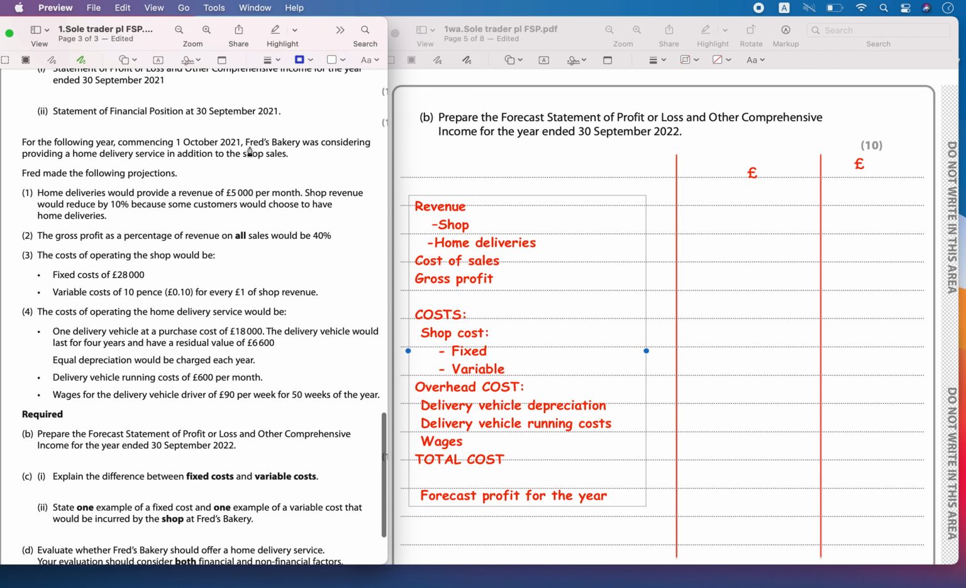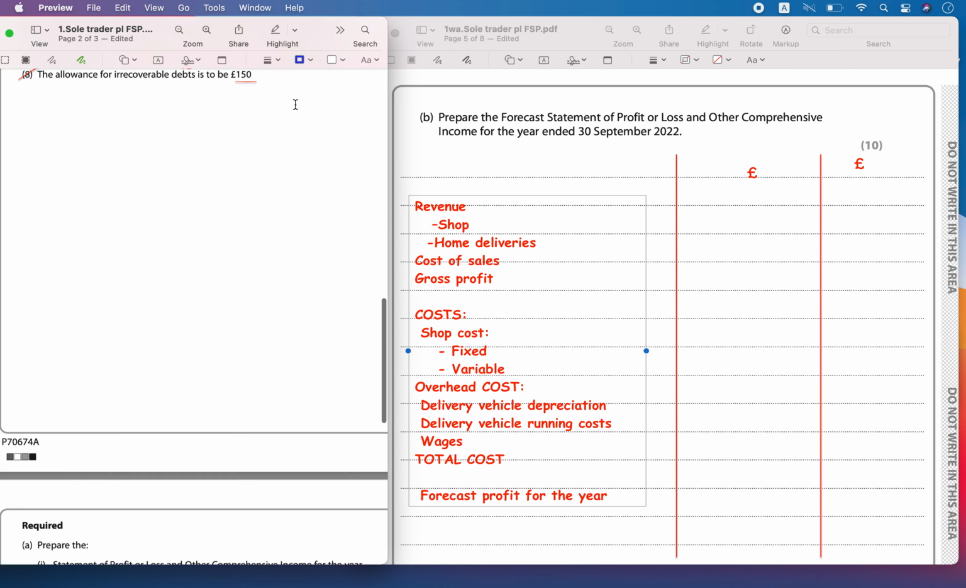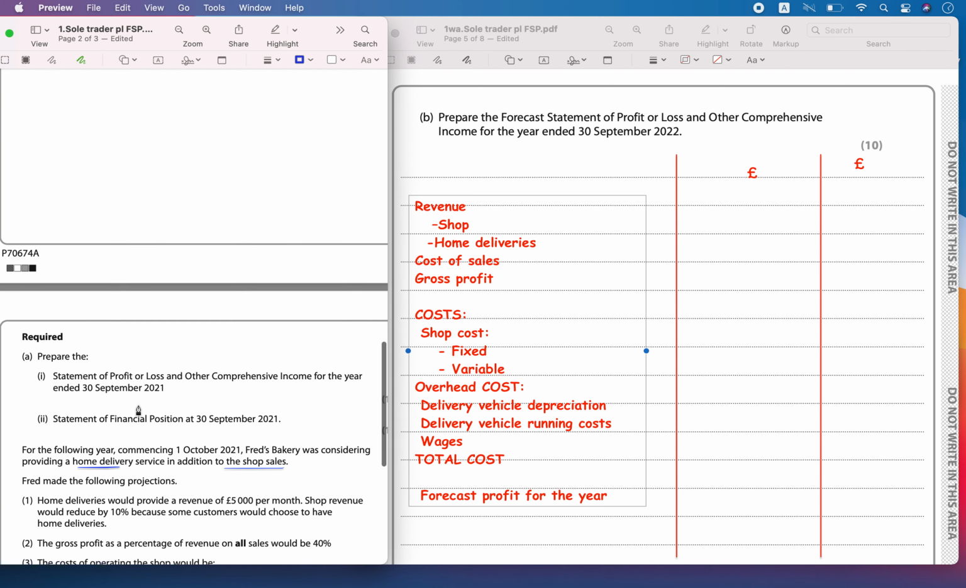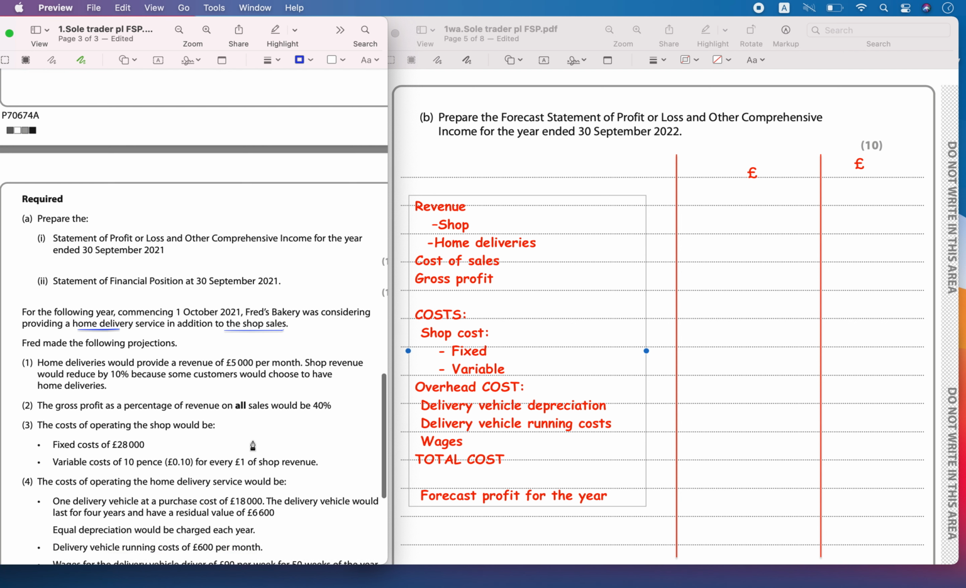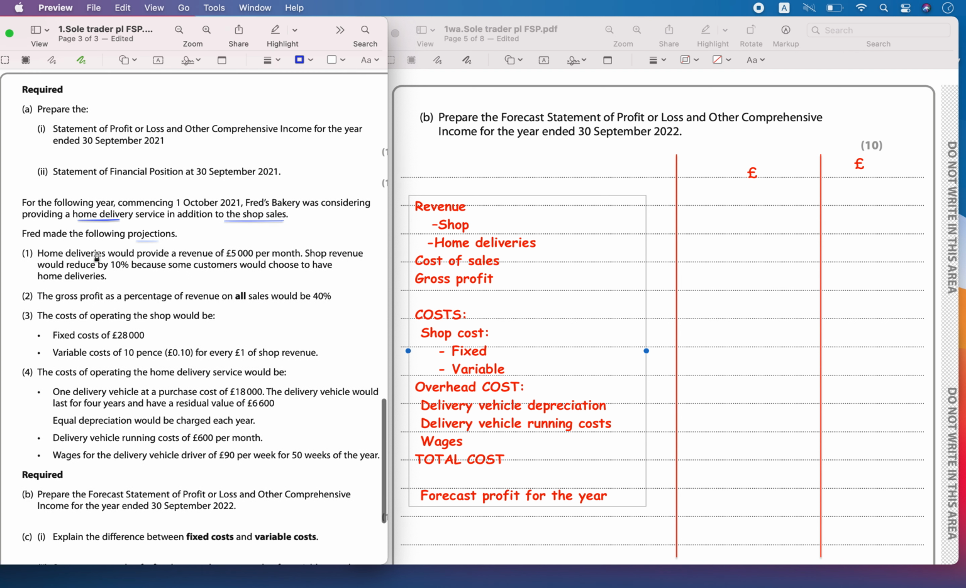For the following year, commencing 1st October 2021, Fred's Bakery was considering providing a home delivery service in addition to the shop sales. Fred's Bakery was doing shop sales, for which we had calculated profit and loss and other comprehensive income and financial statement. Now they are planning a home delivery service, so they made the following projections or forecast. The home delivery is going to provide a revenue of 5,000 per month, and the shop revenue will reduce by 10% because some customers would choose to have home deliveries.